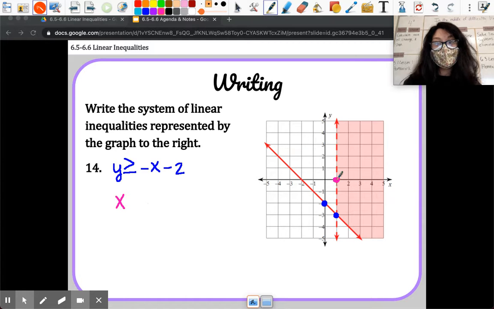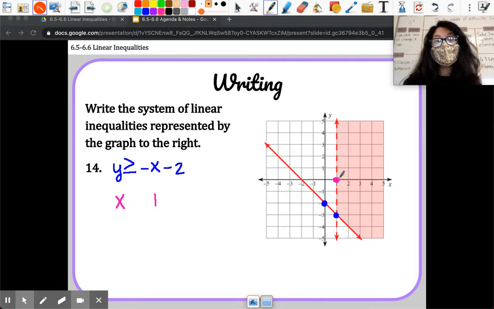This is the point (1, 0). This is the point (1, 2). This is the point (1, -2). All of my x values are 1s. So that's the value that I want to use in this inequality.